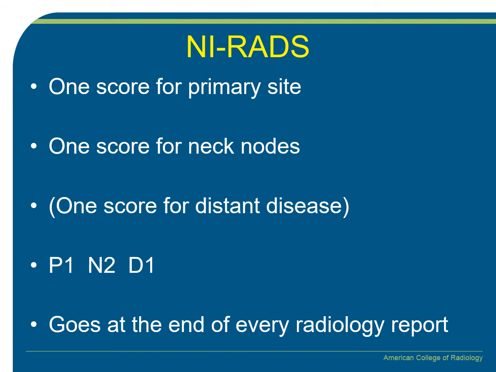So at the end of my reports, all of my cancer surveillance reports, I have this little code that goes after the impression, and it reads something like P1N2D1. What that means is no evidence of disease at the primary site. The nodes are not totally normal, but probably going to end up being negative and sterilized of disease, and no evidence of distant metastases. That's how I would translate that code. Every single radiology report on head and neck cancer surveillance gets this regardless of modality, although we found it to be most useful in PET-CT.